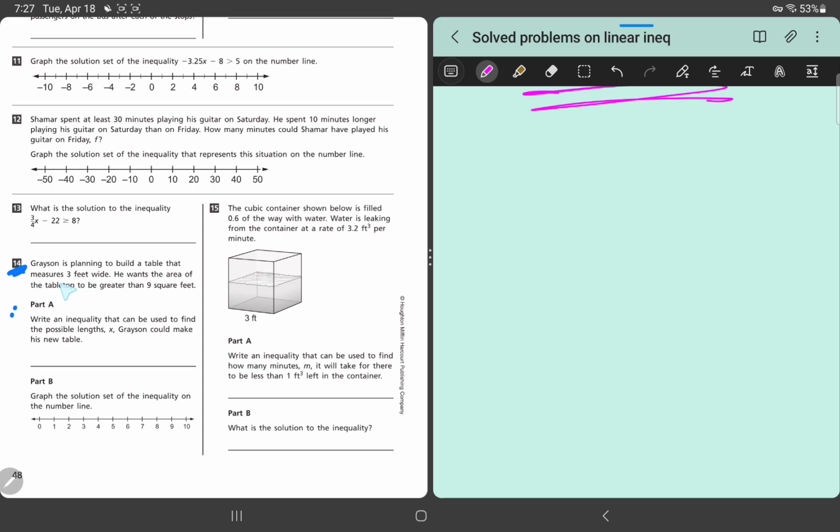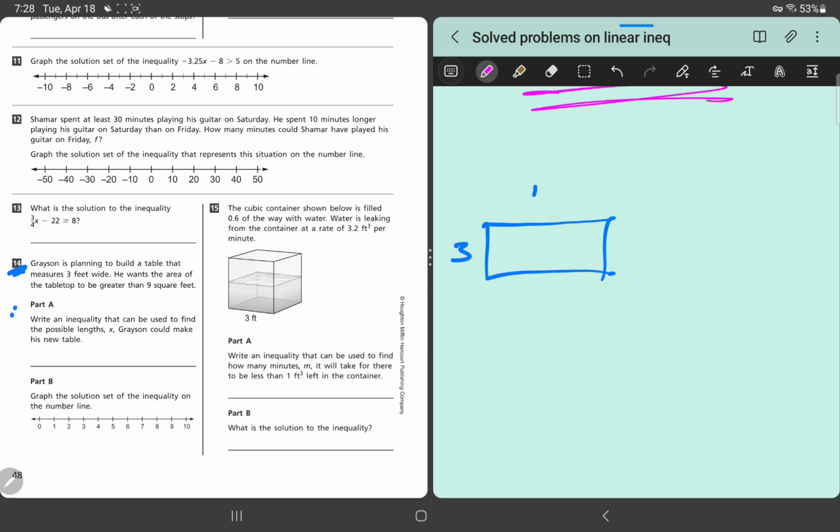The next question is number 40. Gray has a plan to build a table that measures 3 feet wide. He wants the area of the table to be greater than 9 square feet. All right, so we have a rectangular shape. There's a rectangle, and the width is 3 feet. He wants the area of the table to be greater than 9.